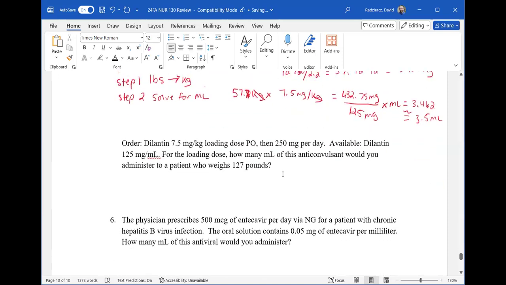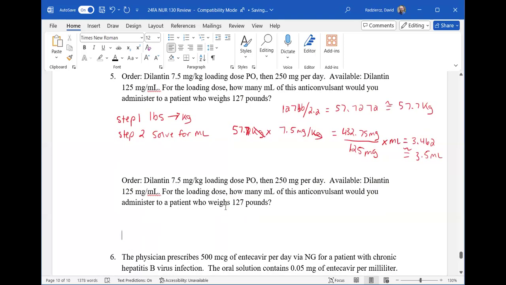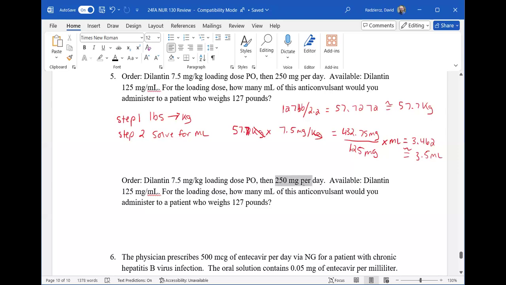All right, so let's create a scenario here that's similar to this. This is considered a two-step type problem. What that means is you have extra information. You have a loading dose, milligram per kilogram. You have a continuation dose. Then it tells you what's available, and then it tells you the patient's weight. Okay, so I'm going to change this up.